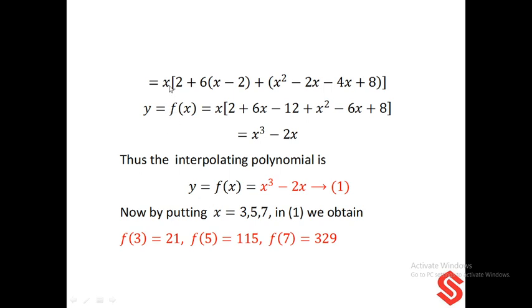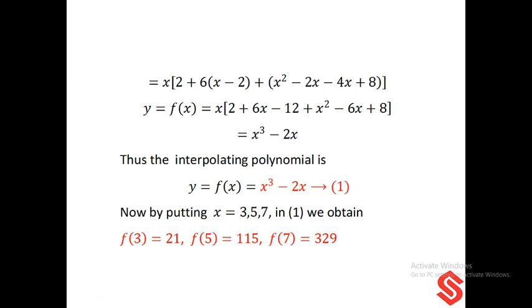So that is x common, x into 2 plus 6 into x minus 2 plus x square minus 2x minus 4x plus 8. On simplification we get f of x is equal to x cube minus 2x, that is the required interpolating polynomial, say it is equation 1.